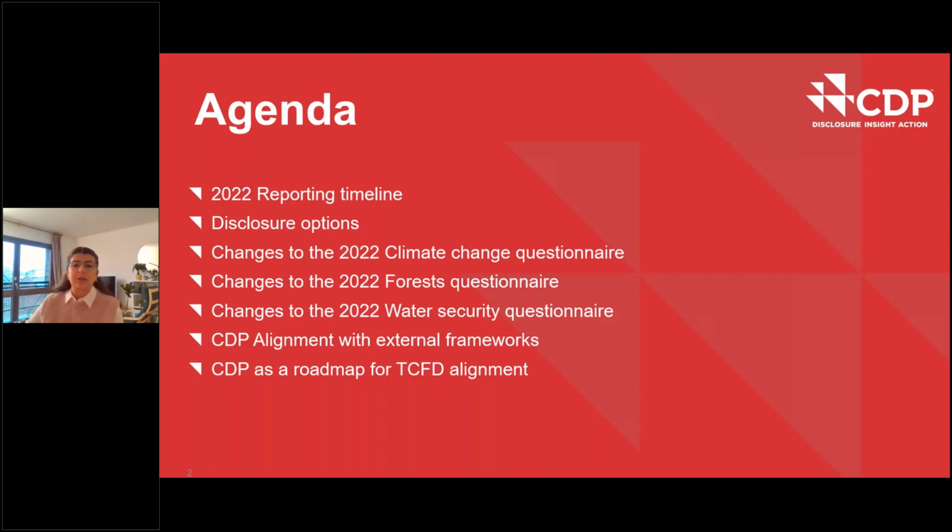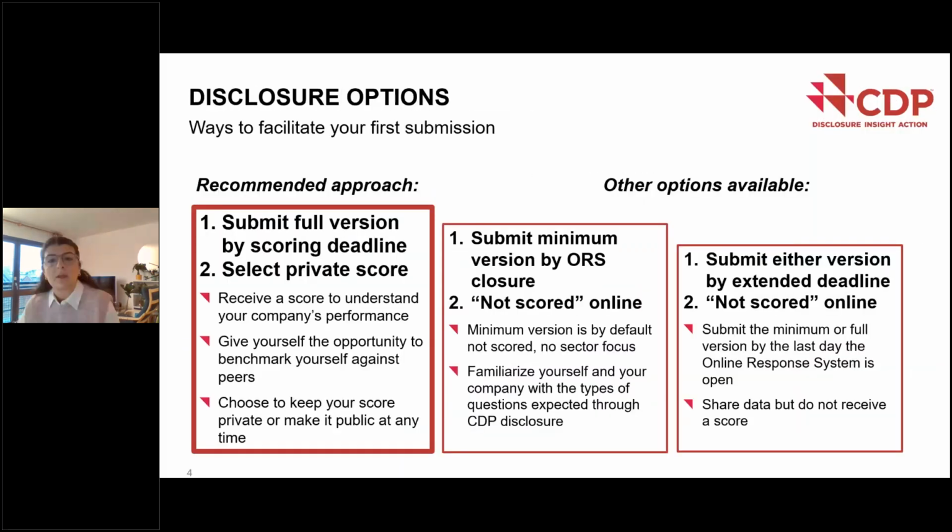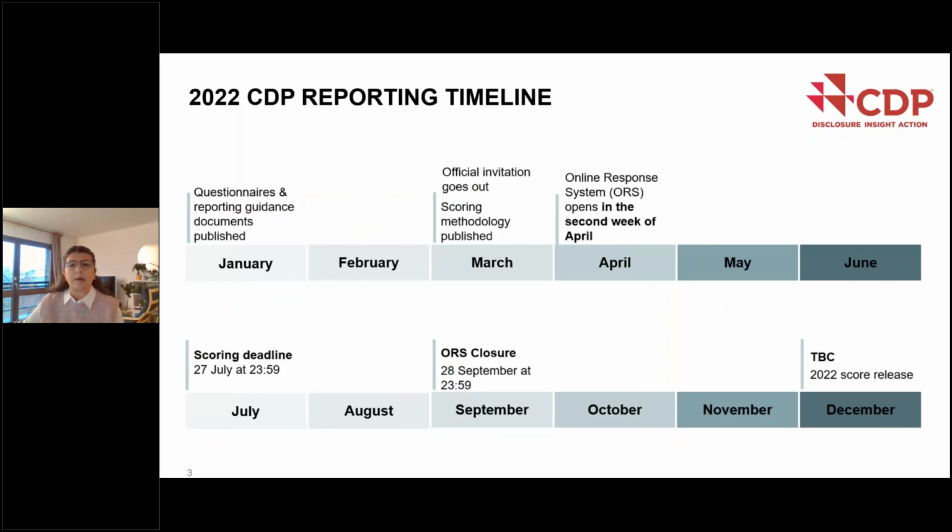So as Jake mentioned, I'll be walking you through the reporting timeline, the changes to the questionnaire, and CDP's alignment with external frameworks. So without further ado, let's get started. Let's start by looking at the 2022 reporting timeline and the key dates and deadlines for this year's disclosure cycle. In January, the questionnaires and reporting guidance documents were published on CDP's website to give companies access to the updated questionnaires.